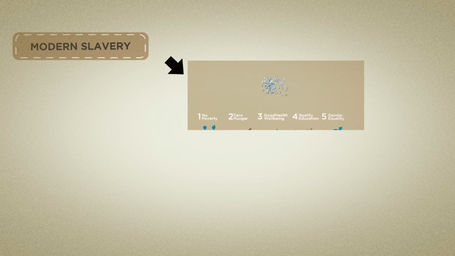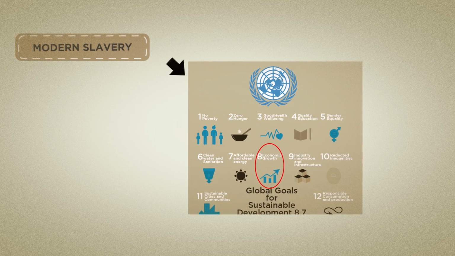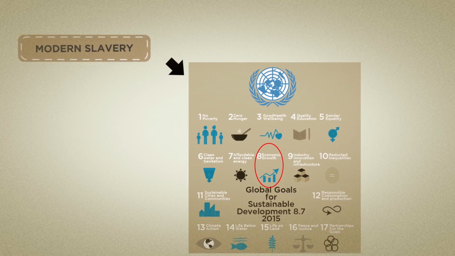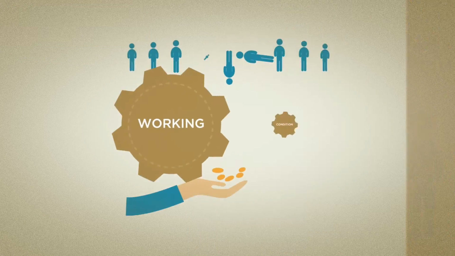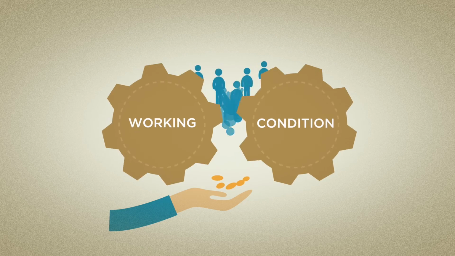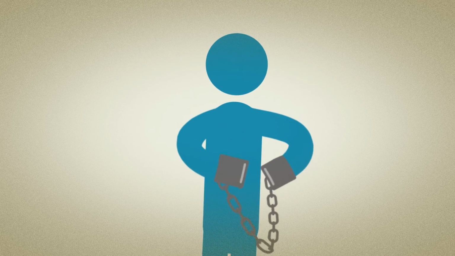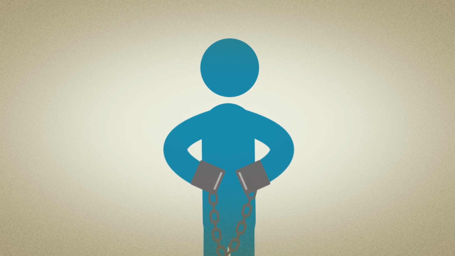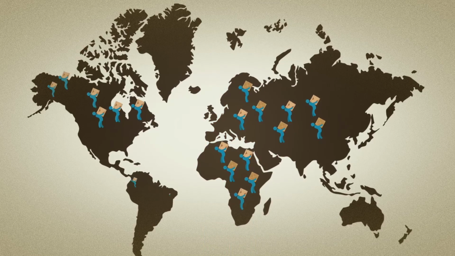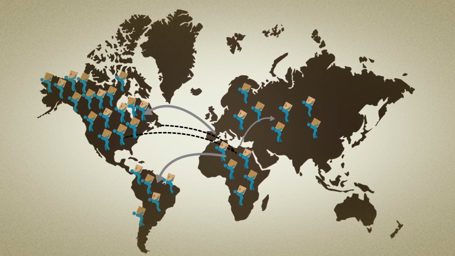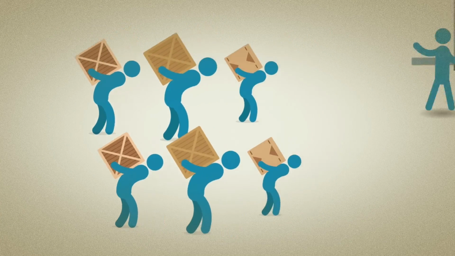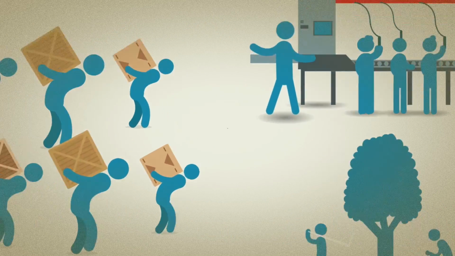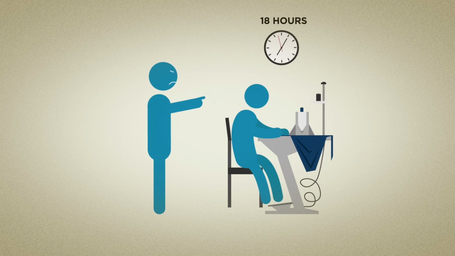In recent years, the term modern slavery has been used most notably in the 2015 UN Global Goals for Sustainable Development 8.7 as an umbrella to encompass a wide range of working conditions. The term modern is used to differentiate from traditional forms of slavery where people were forcefully abducted and taken to other parts of the world to work as slaves. Modern slavery is far broader and incorporates situations where deception and threats are used to keep people in jobs.